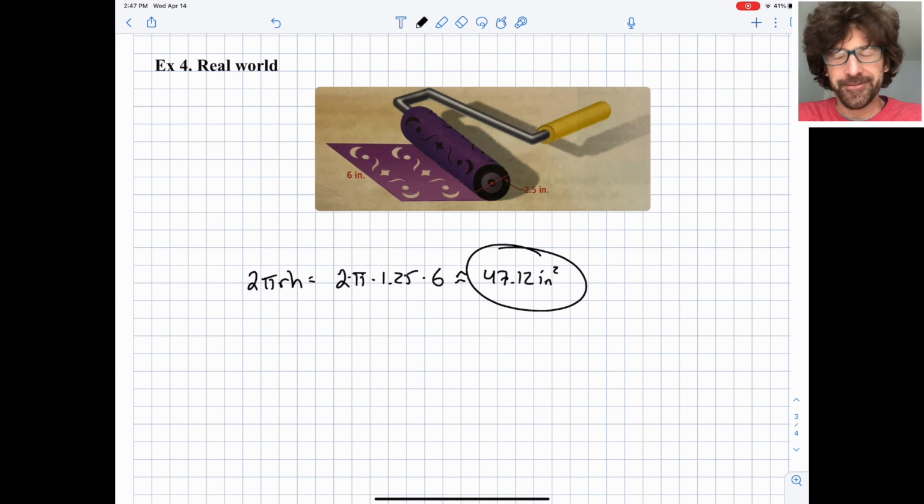All right, surface area of prisms and cylinders. We got through it. That's a good place to stop.